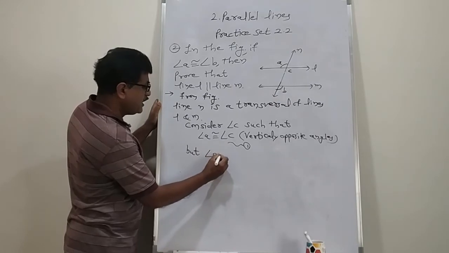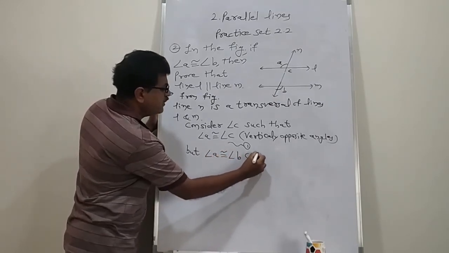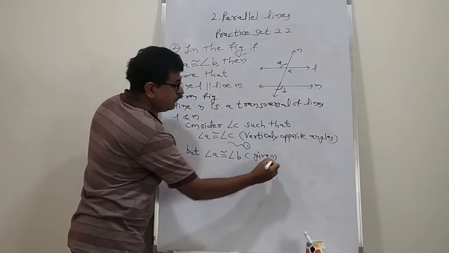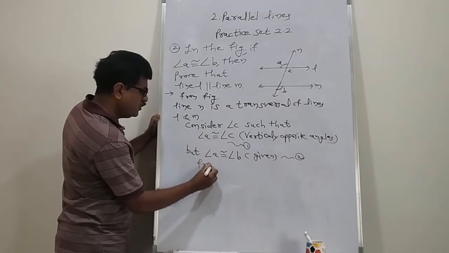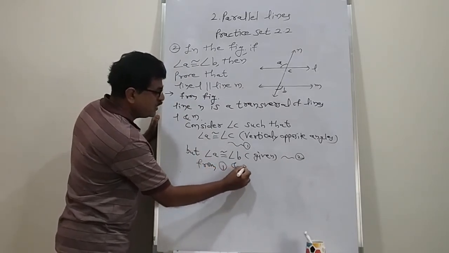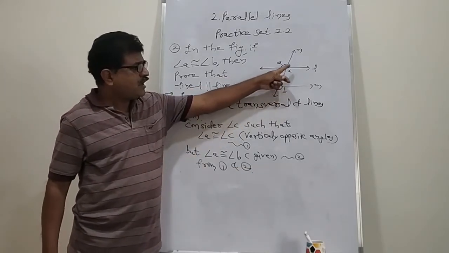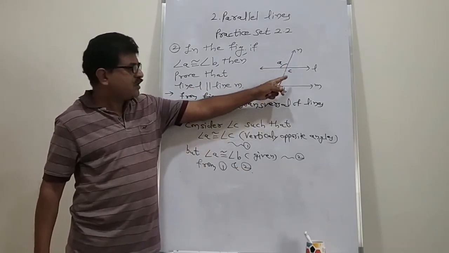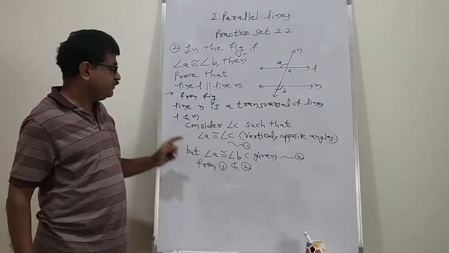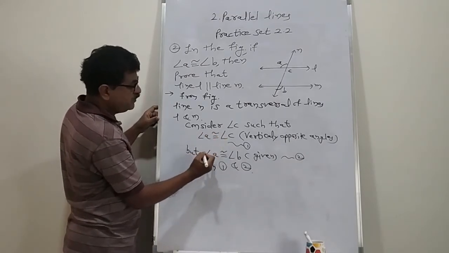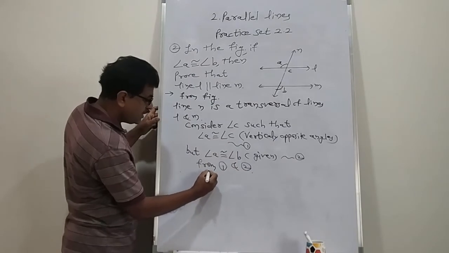But we have given angle A congruent to angle B, this is given. This is number 2. From 1 and 2, angle A congruent to angle C, angle A congruent to angle B. Therefore, angle C congruent to angle B.